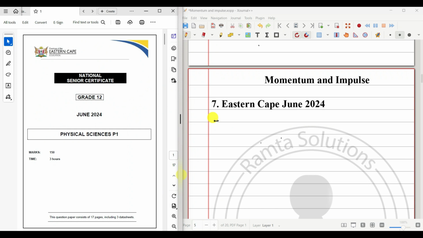Welcome to your exam prep on grade 12 physical sciences for the topic momentum and impulse. The question paper that we are looking at today is the physical sciences paper 1 of the Eastern Cape province, written in June of 2024.